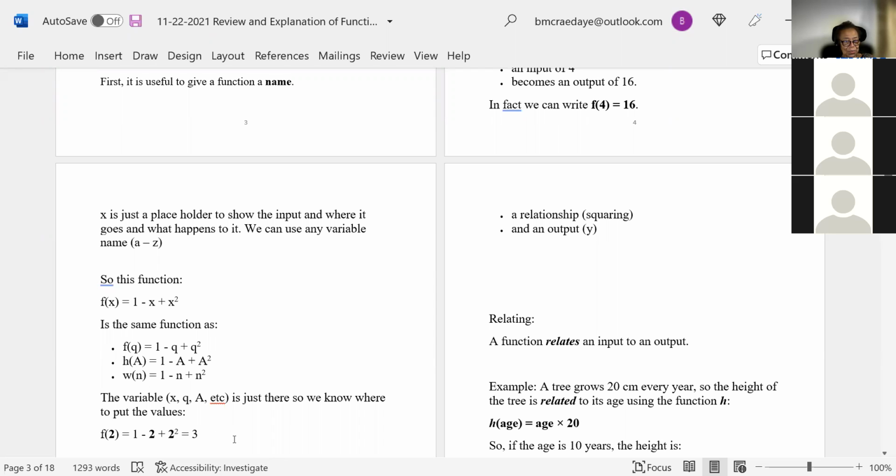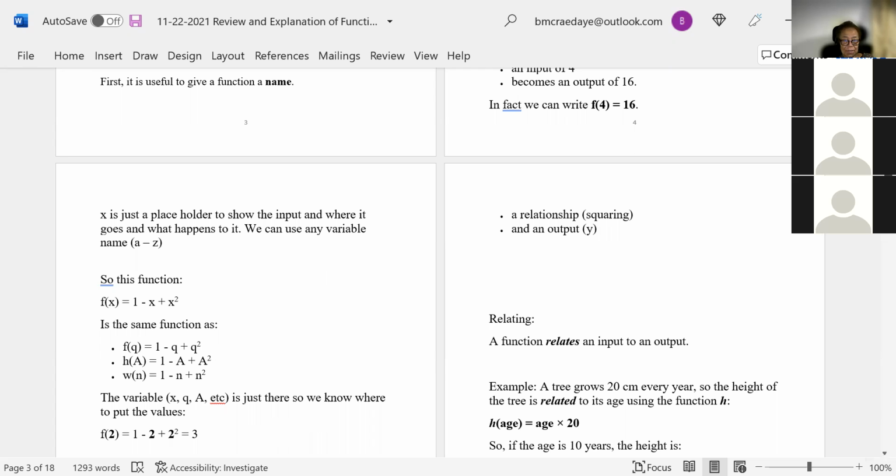Questions? So we can change these variable names up. We can change the function name, and you apply it the same way. Because here, notice the relationship is the same. You're doing the same thing to the variables regardless of what you call them. Okay. So in just one sentence, when we have a function, we relate an input to an output.